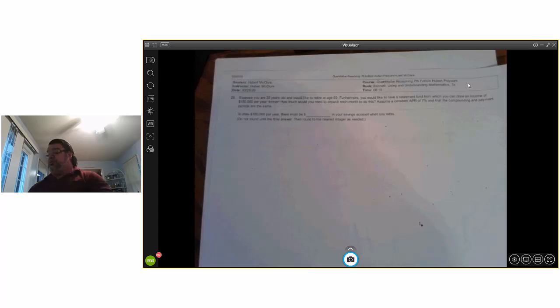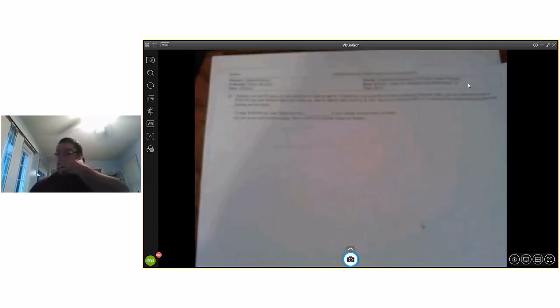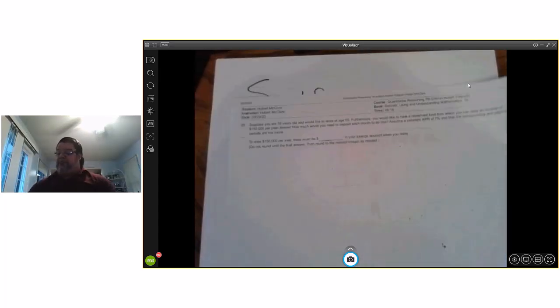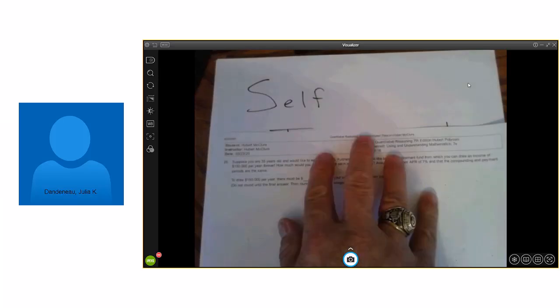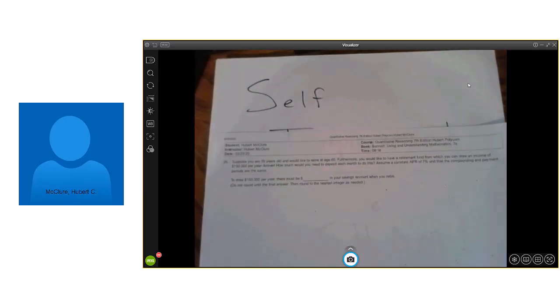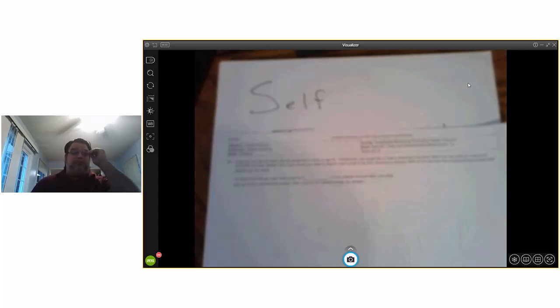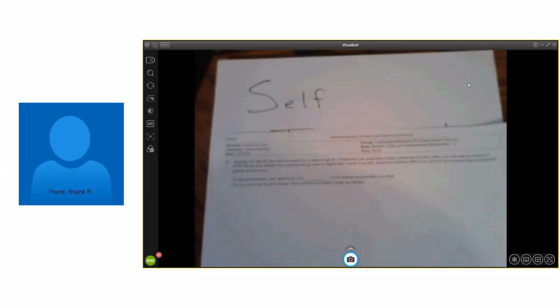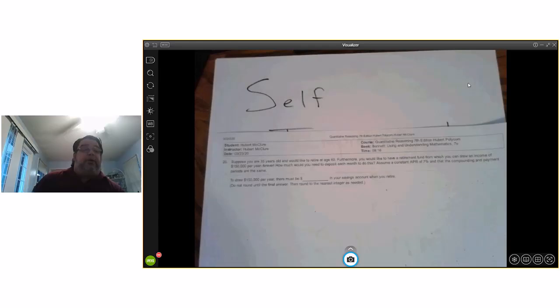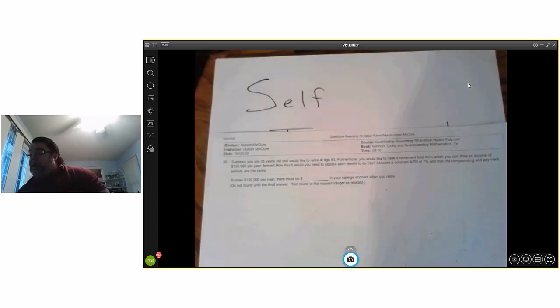All right, here's your other question that I picked out. It says, suppose you are 35 years old and would like to retire at age 60. So there's your T right there. 35 to 60 is how many years? 25 years. So T is equal to 25.